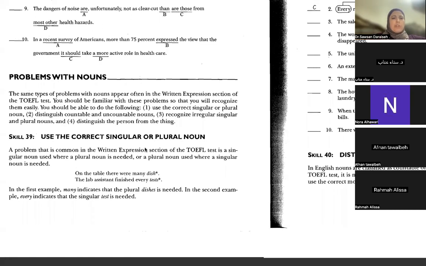But it's still plural. You can make it plural, you can make it singular. It's countable. Distinguish the person from the thing. Sometimes, guys, we have to pay attention to the noun. Is this a noun that refers to someone, a person, or a noun that refers to something, an object, not a human being? All right, we will talk about that, of course, in time.